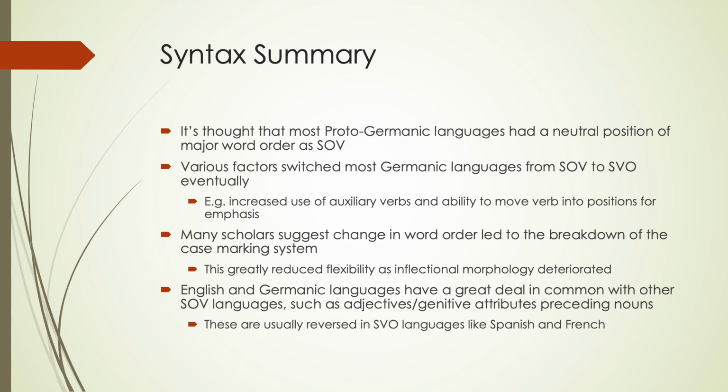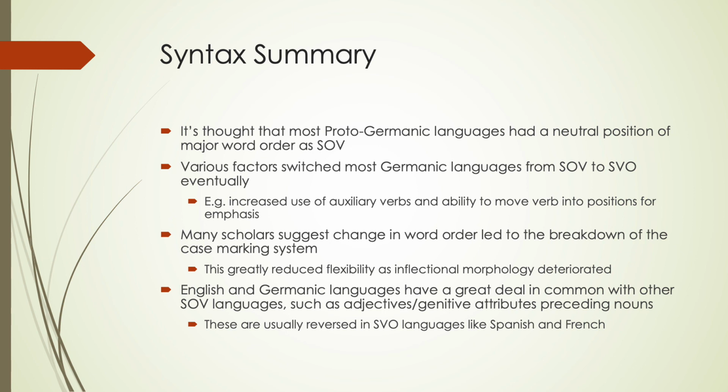And English and Germanic languages actually have a lot in common with other subject-object-verb languages, such as, for example, putting our adjectives in front of our nouns. So in a noun phrase, we would put our adjectives before our head noun in English, and other Germanic languages feature this as well. And this is usually reversed in typical subject-verb-object languages like Spanish and French, where the adjectives would come after the noun in those languages.